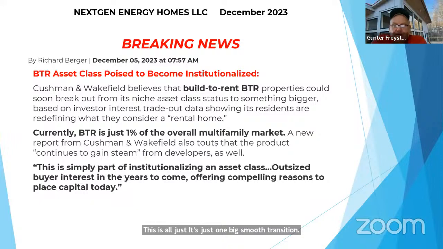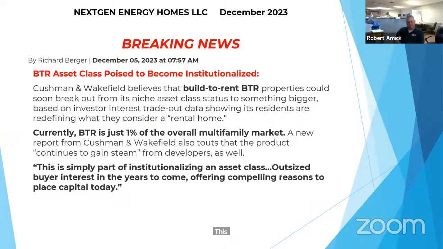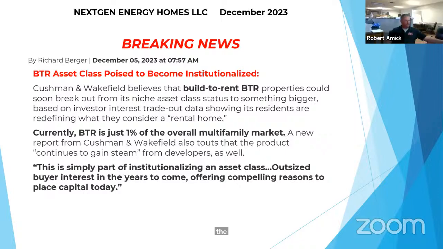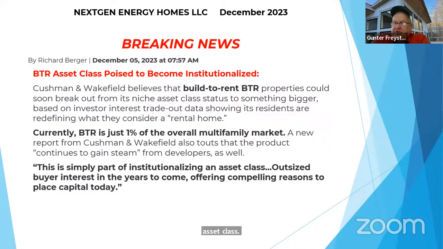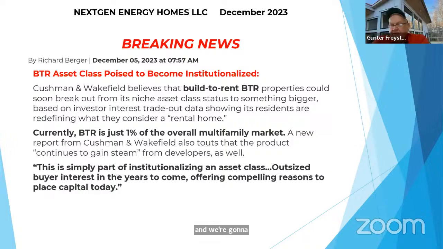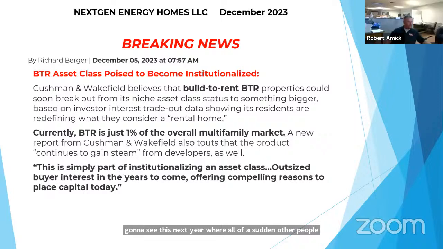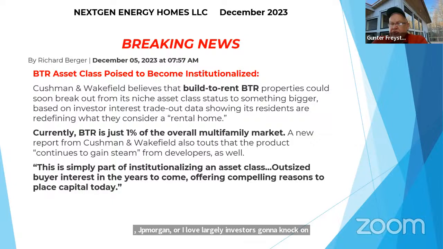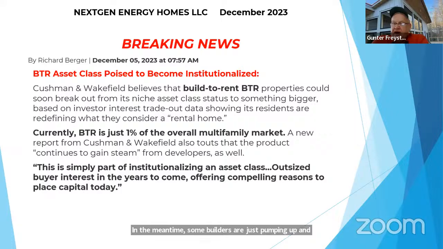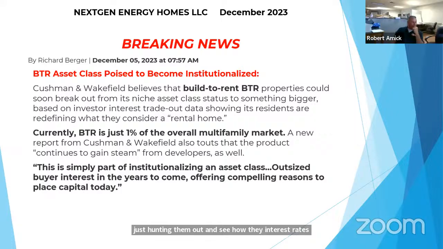This slide I put in, Chris, like you said earlier, all of a sudden the build-to-rent asset class is really being institutionalized. And we're going to see this next year, where all of a sudden other people, JP Morgan or other larger investors, are going to knock on the door and say, hey, can you build us 100 doors? And in the meantime, some builders are just ramping up and renting them out and seeing how the interest rates are going to go, how the inflation is going to go. And this is something for the end of 24 or maybe 2025 or 26. It all depends where we are headed.